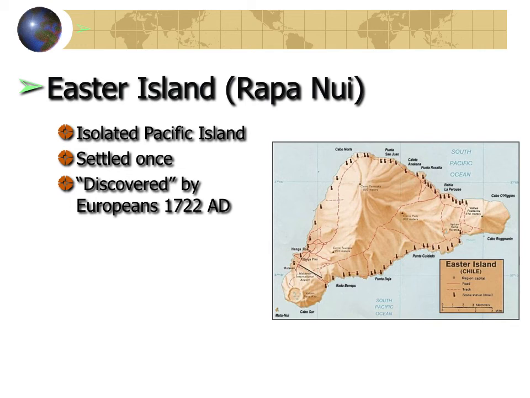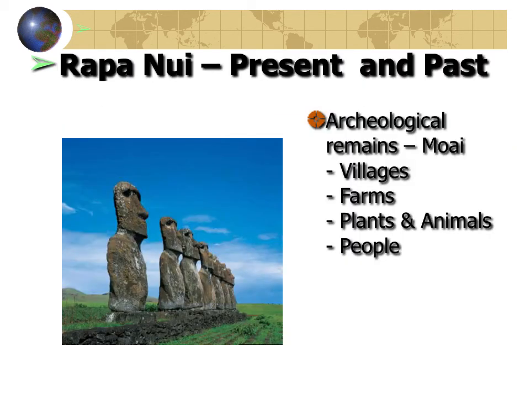This is Easter Island. It's an isolated island in the Pacific. It was settled by Polynesians, about maybe 1,000 years ago, 1,200 years ago. They reached it by canoes and settled the island and were able to establish a human population there. It's probably best known for the archaeological remains, the giant statues called moai. But there's lots of other remains of villages, farms, remains of plants and animals, and there are still some people there. Native Polynesians still live there.